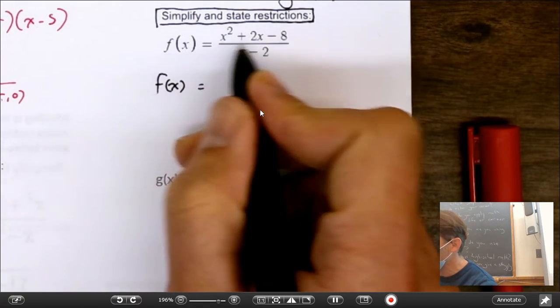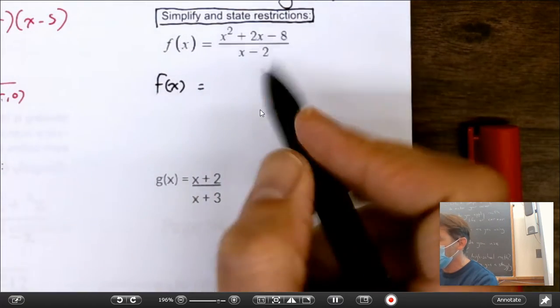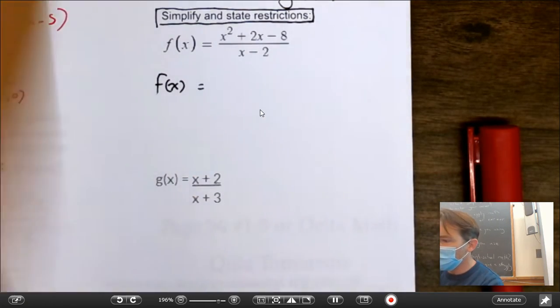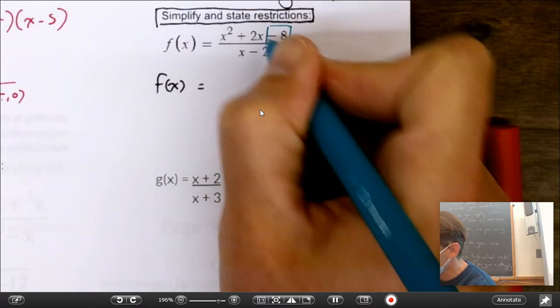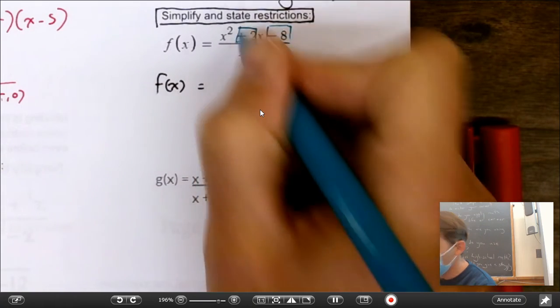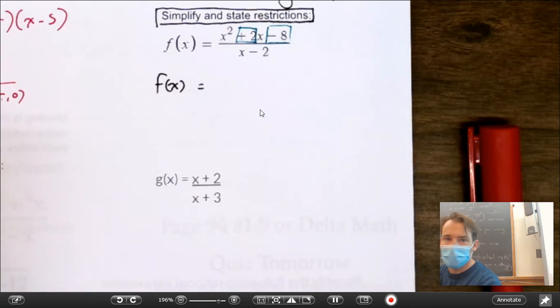F of x is equal to x squared plus 2x minus 8. So if I'm going to factor this, I want to find two numbers that multiply to -8 and add to +2. So let's see if we can find those numbers.